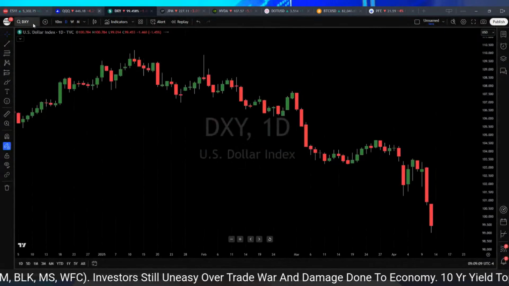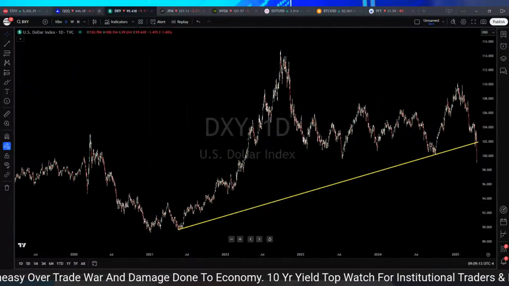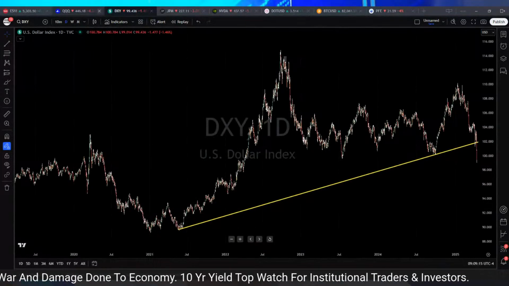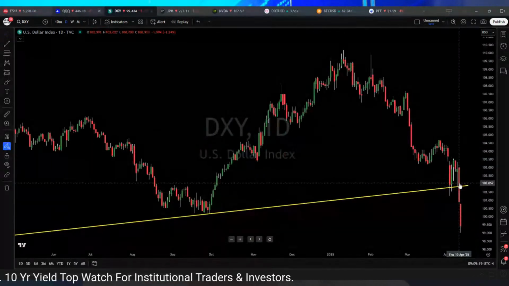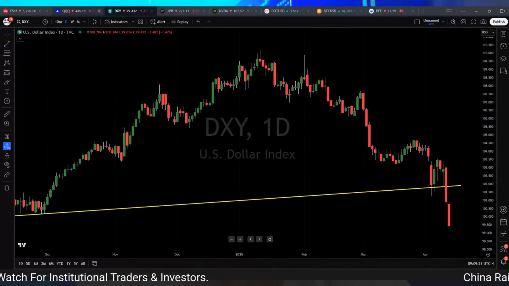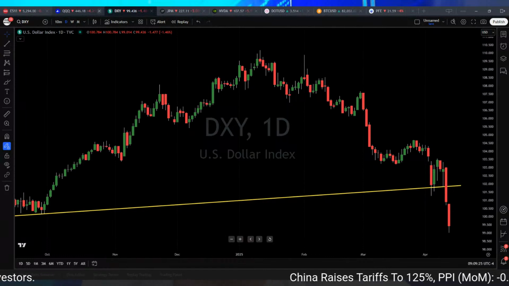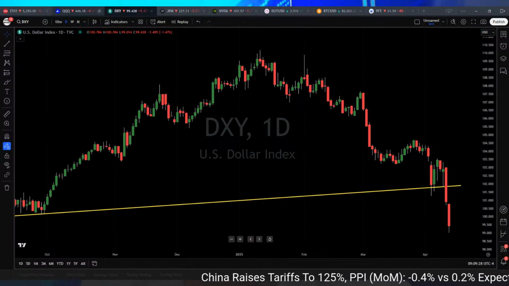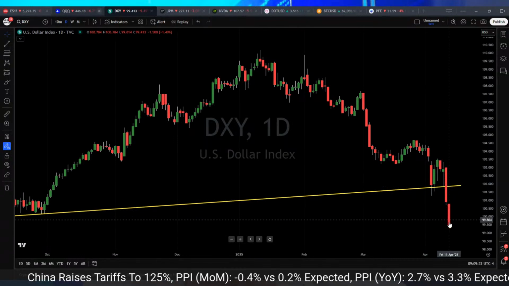In addition, if we flip over to the DXY, look at the breakdown on the DXY. This is the dollar, folks. If you don't know, the DXY is the dollar index. This is not good. Why? Because generally, the dollar is looked at as a safe haven asset, just like treasuries. When there's panic in the global picture, people, and other countries, generally buy U.S. dollars. Clearly, they are not doing that.